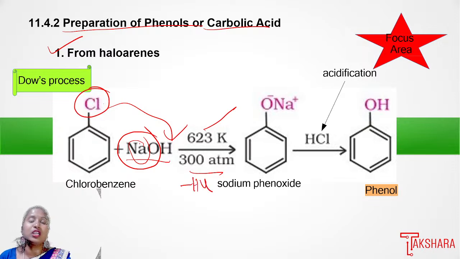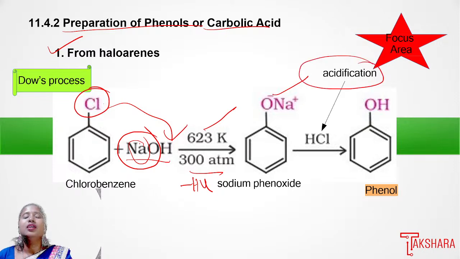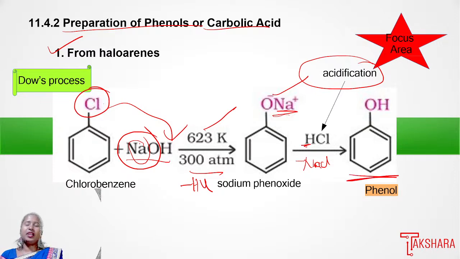Minus HCl forms. And here we have sodium phenoxide, this one adduct formation. Next, when the same sodium phenoxide is treated with hydrochloric acid, it undergoes what? Acidification. Na plus is replaced by H, and it forms NaCl as a by-product. So then we will get the product, what? Phenol as the final product.